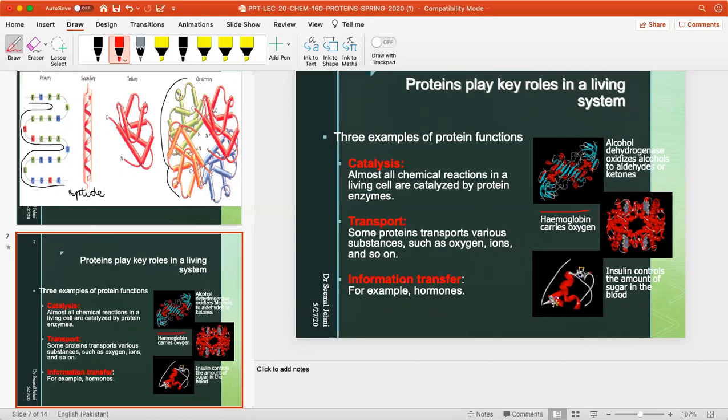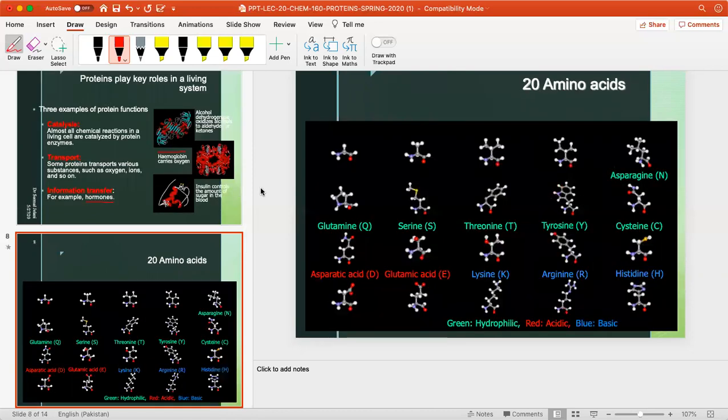Then we come to the information transfer, और information transfer में आपकी जो proteins हैं, they will act as the hormones. So insulin is a very good example because insulin controls the amount of sugar in the blood. So these are the three major roles in a living system, which is done by the proteins with the help of the enzymes. Enzymes are basically proteins.